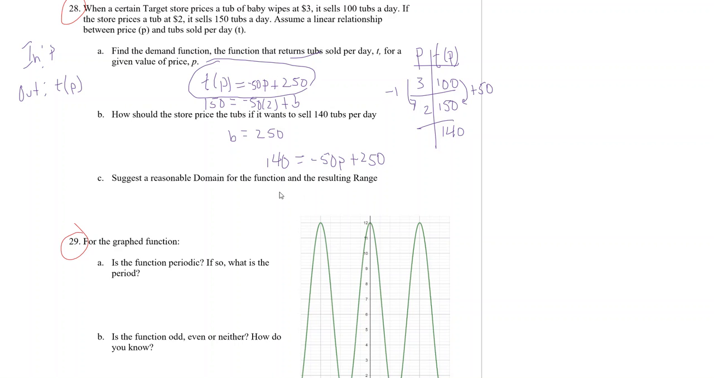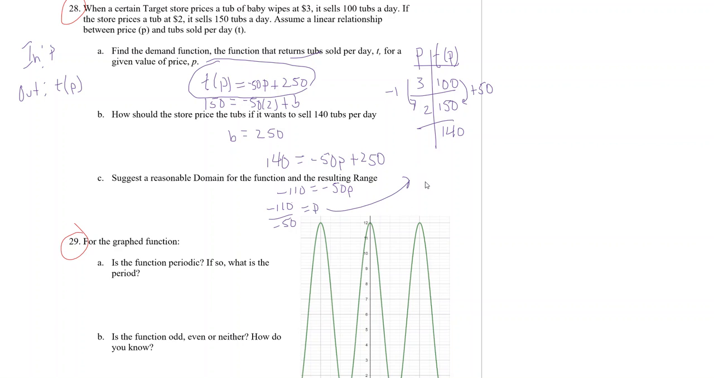We subtract 250 from both sides. That's minus 110 equals minus 50p. Divide both sides by minus 50. You get minus 110 over minus 50 is equal to the price. That gives you 140 tubs.